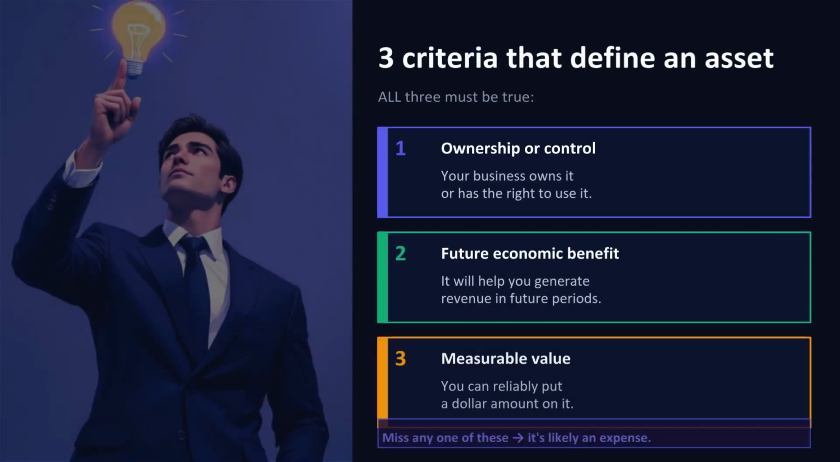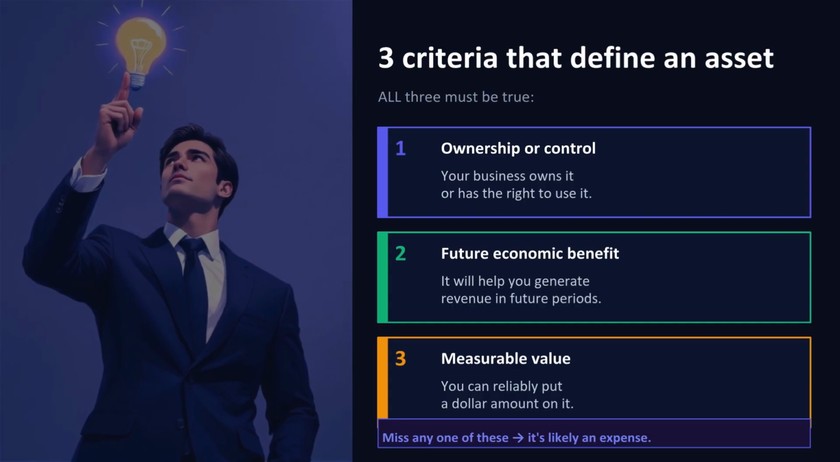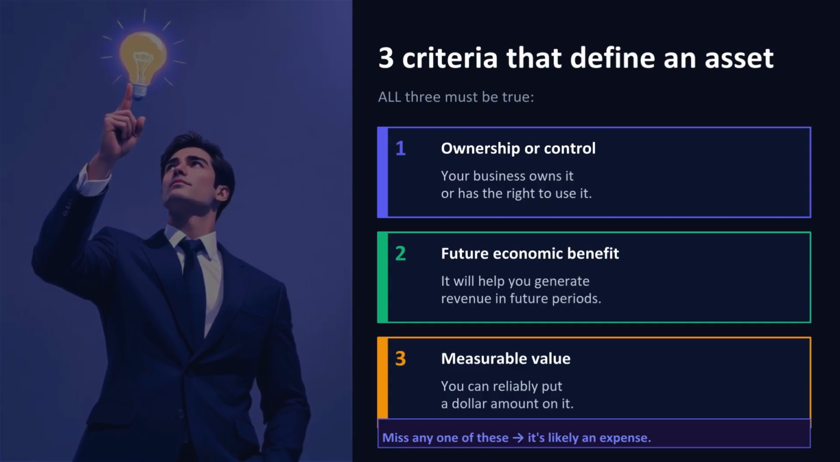To be recorded as an asset, a purchase needs to tick all 3 of these boxes. 1. Ownership or control. Your business owns it, or at least has the right to use it. 2. Future economic benefit. It will help you generate revenue in future periods, not just today. 3. Measurable value. You can reliably put an euro amount on it. Miss any of these 3 and it's probably an expense. The espresso machine ticks all 3. The coffee beans, they're consumed in days, so they fail number 2.